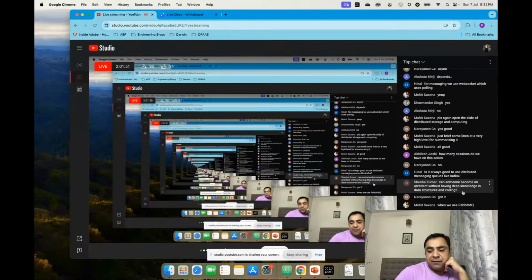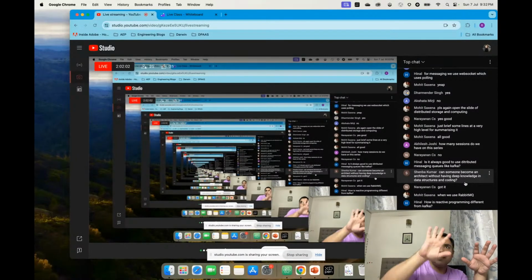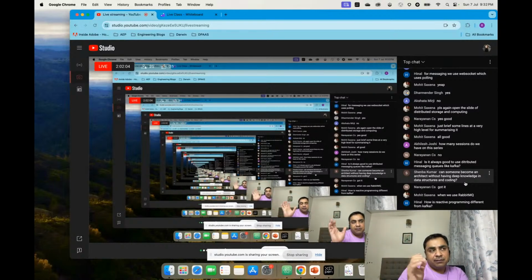How is Kafka different from GCP PubSub? Basically, PubSub is also along similar lines. Kafka is open source, but their terminologies and all that would be different. But from a messaging queue perspective, it is along similar lines.